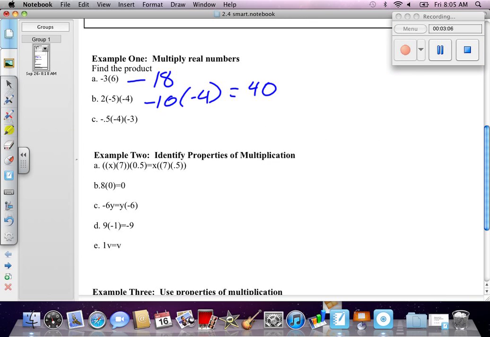Okay. Negative 1/2 times negative 4 gives us a positive 2. Times negative 3 gives us a negative 6. Okay.